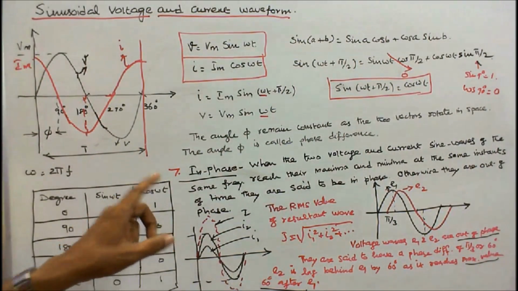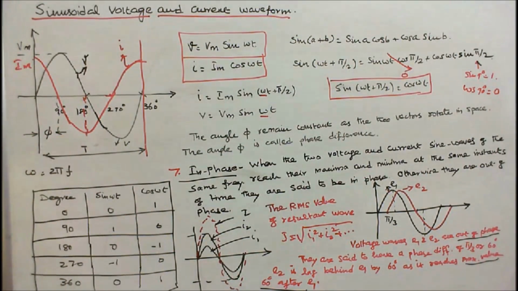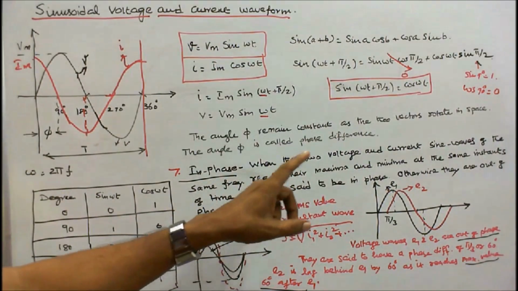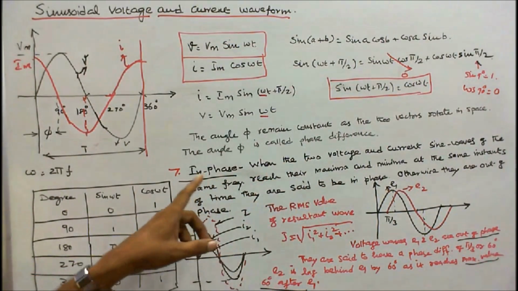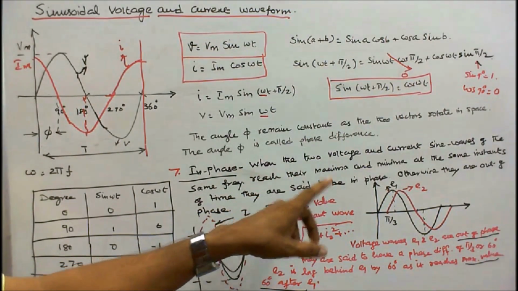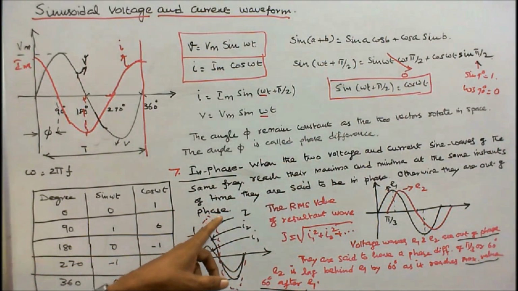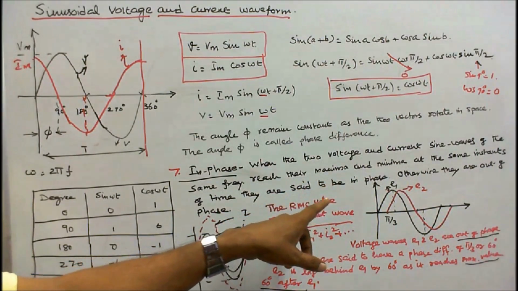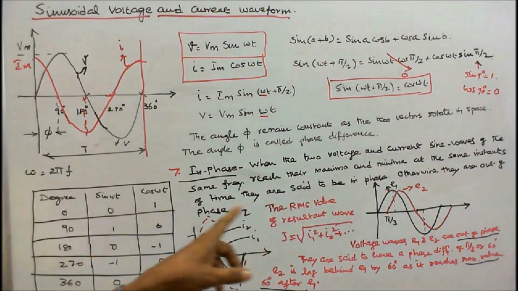The seventh term is in phase and out of phase. When the voltage and current sine waves of the same frequency reach their maxima and minima at the same instant of time, they are said to be in phase. Otherwise, they are out of phase.